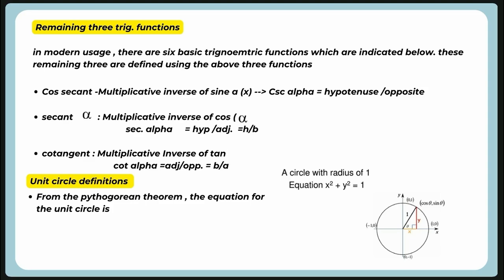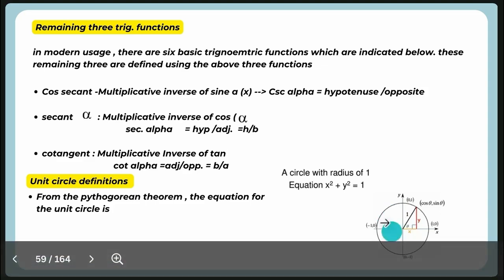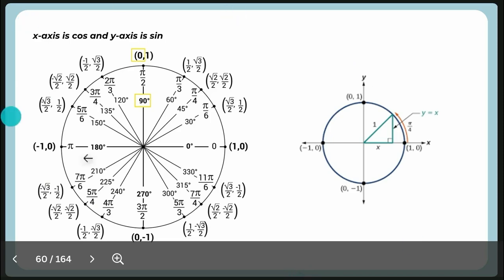Then you have your unit circle. It comes from the Pythagorean theorem. The equation of the unit circle is x squared plus y squared is equal to 1. So that's the equation of the circle, and that's the unit circle.